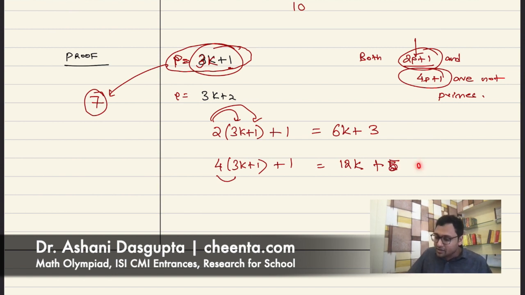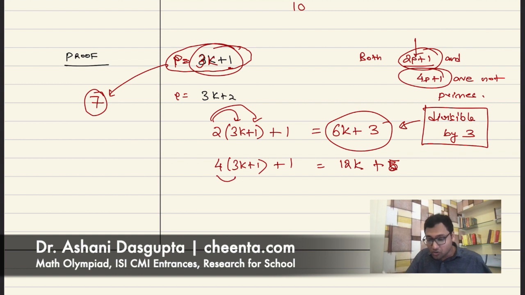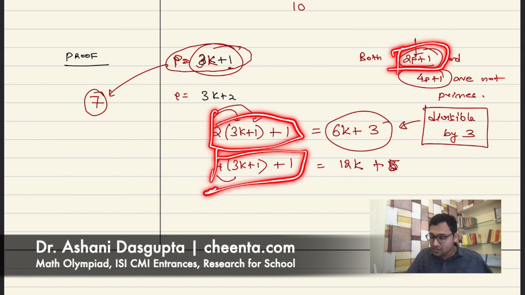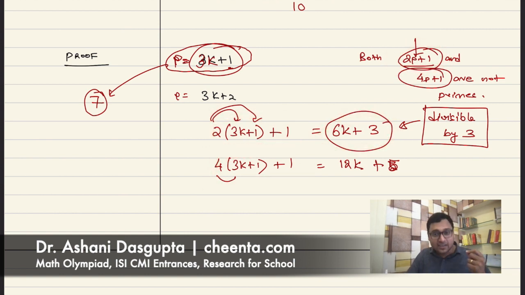So see, we cannot say much about 12k plus 5. Maybe it is a prime number, but 6k plus 3 is definitely not a prime number. Why? Because 6k plus 3 is divisible by 3. So that's what we wanted to show. We wanted to show both of these are not prime numbers. So 6k plus 3 is definitely not a prime number because it is divisible by 3, and of course it's greater than 3. 12k plus 5 we don't know, but that's alright. We just wanted to know about one of them, right?